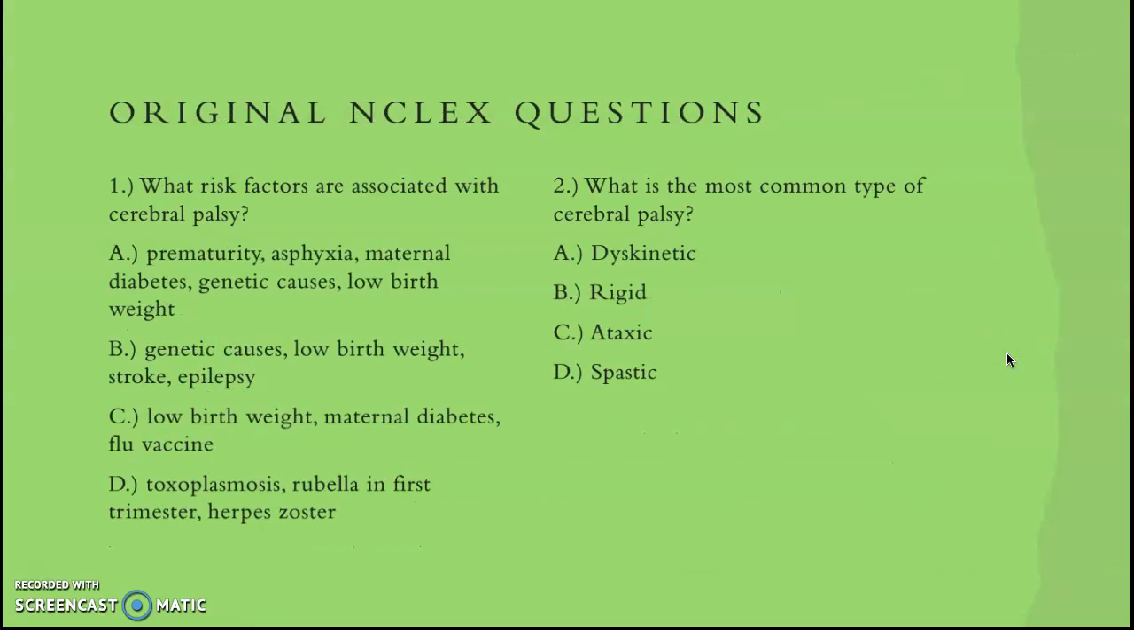So my original NCLEX questions are: what risk factors are associated with cerebral palsy? A, prematurity, asphyxia, maternal diabetes, genetic causes, low birth weight. B, genetic causes, low birth weight, stroke, epilepsy. C, low birth weight, maternal diabetes, flu vaccine. Or D, toxoplasmosis, rubella in the first trimester, or herpes zoster. The answer is A, prematurity, asphyxia, maternal diabetes, genetic causes, and low birth weight.